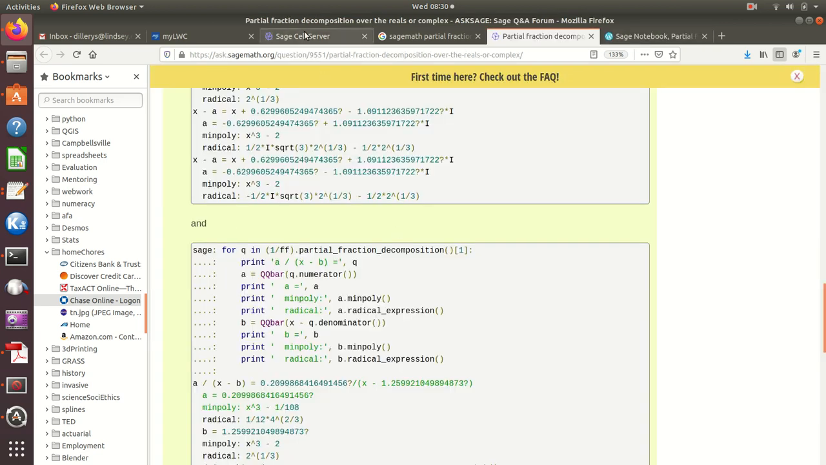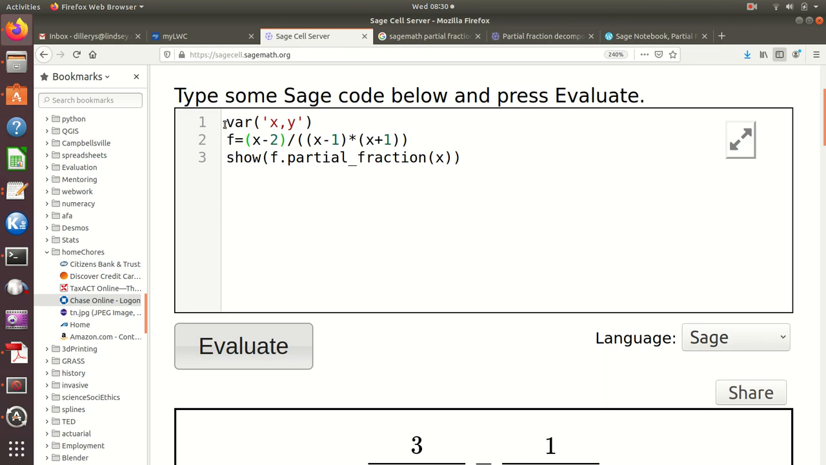And go back here to SageCell. So I went to SageCell and I did our problem from my original partial fraction video. So first I declared x and y to be symbolic variables. I didn't need y, I guess. I don't know, I guess I'm used to putting x and y. Let me just get rid of that, just to point out that we don't have to have that. I just use x in here.